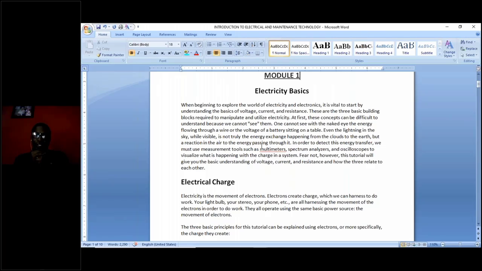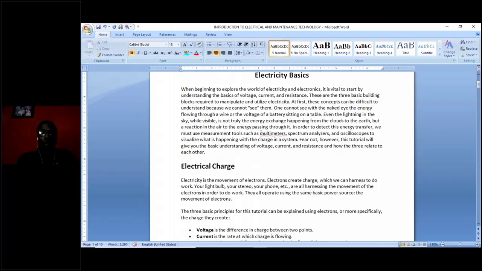So in order to detect this energy transfer, we must use measurement tools, like your multimeter, your spectrum analyzer, and your oscilloscopes. These are tools that we use to measure different parameters in electricity.